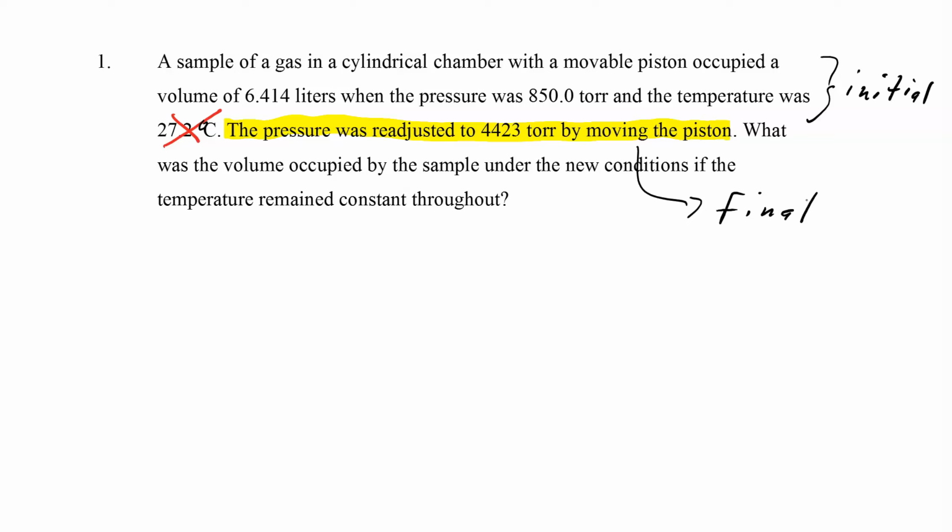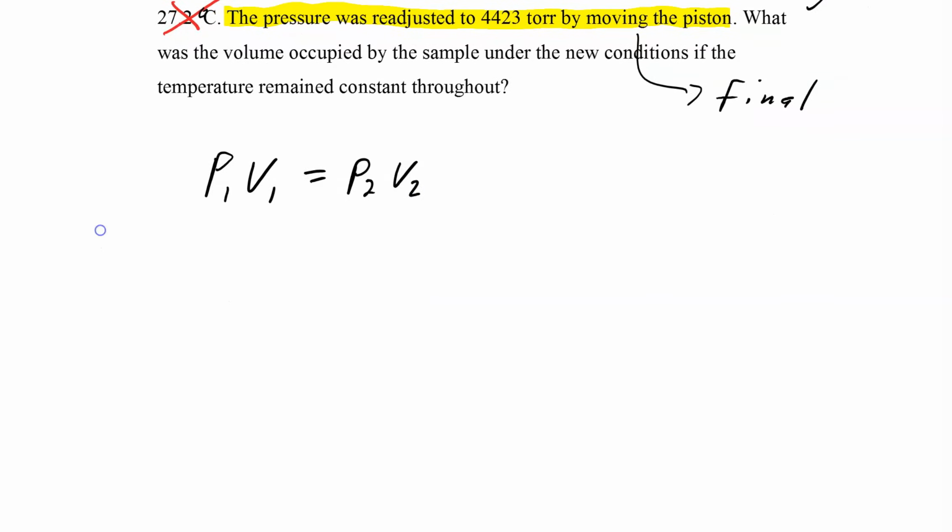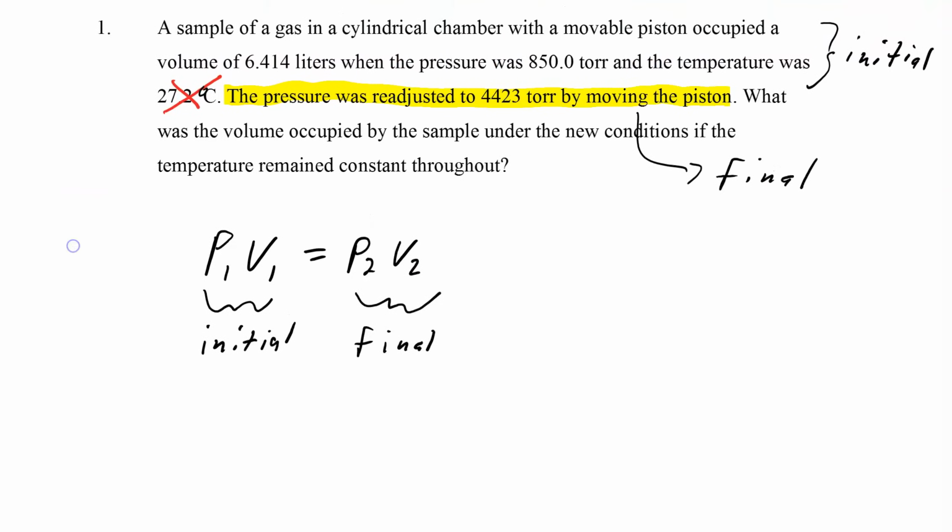So since Boyle's law comes into play, Boyle's law is simply P1 V1 is equal to P2 V2. And again, our left variables are going to be our initial, and the ones with the subscript 2 on the right are going to be our final gas conditions. So now it's just a matter of assigning values to the four variables. Let's list them here on the side: P1, V1, P2, and V2.